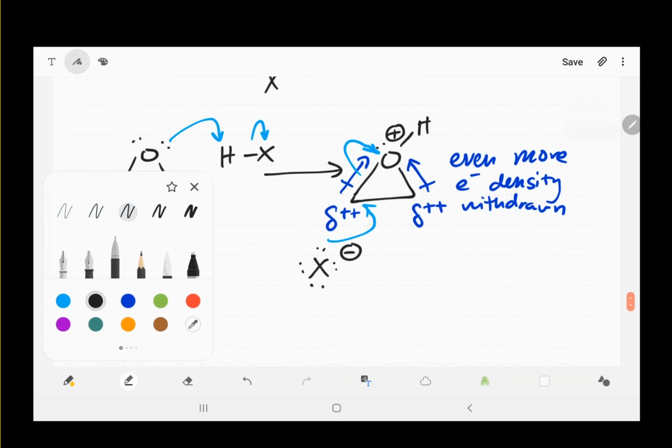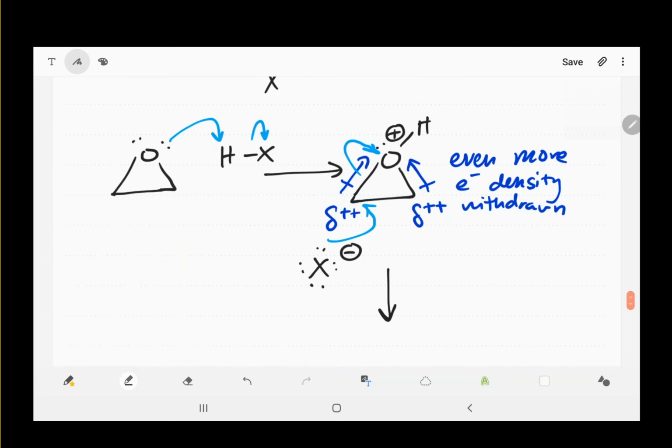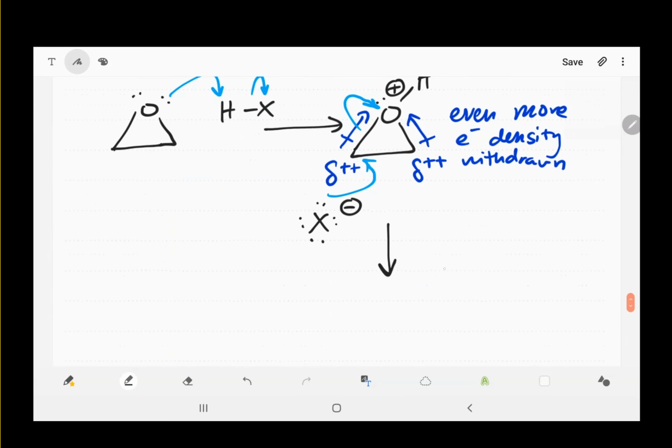And lo and behold, we now have our opened epoxide. So two little steps here. In fact, I'm going to clarify this arrow a little bit because it's just not as nice as I would like it to be. So this is going to attack that carbon right there. It's going to pop open the ring, and it could attack either carbon. And in this case, it's symmetrical, it doesn't matter.